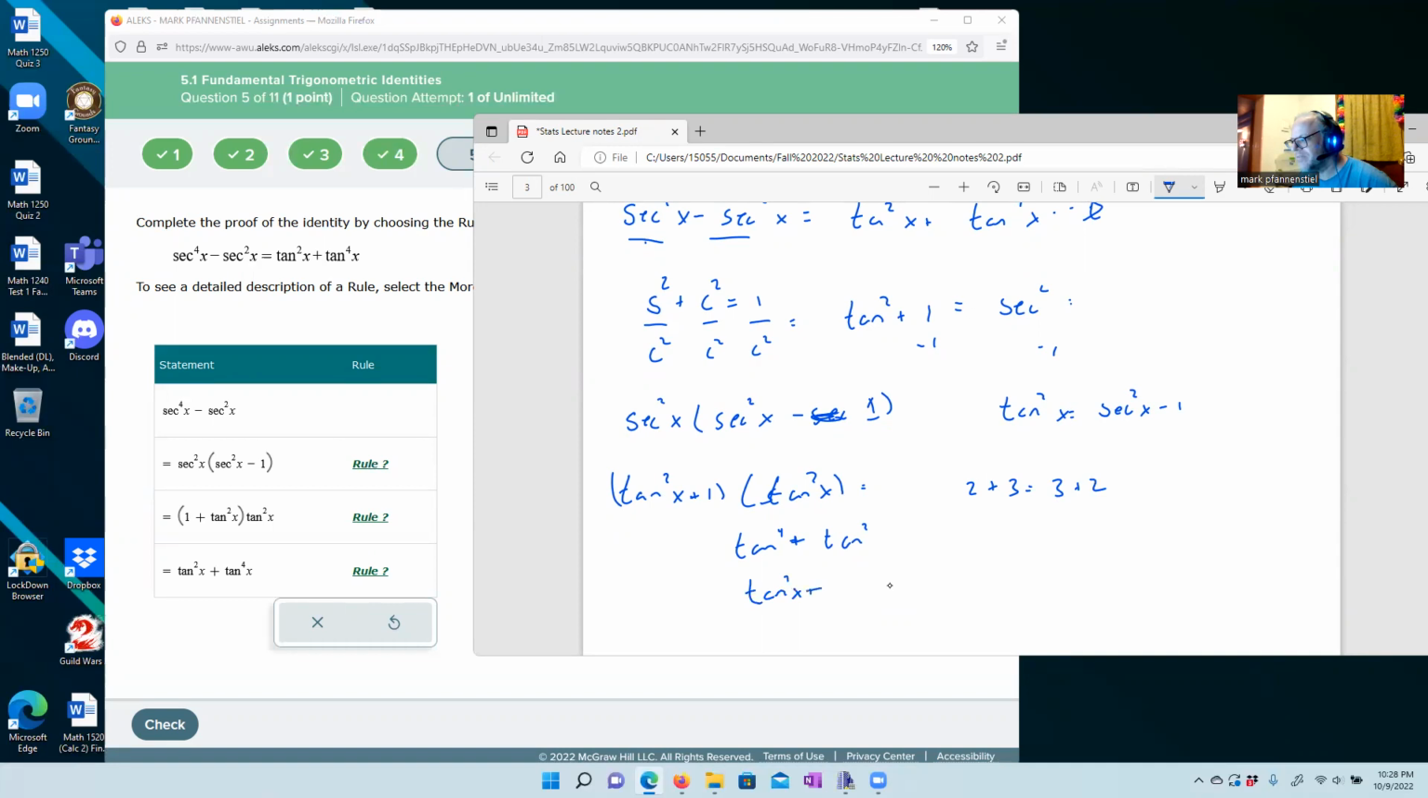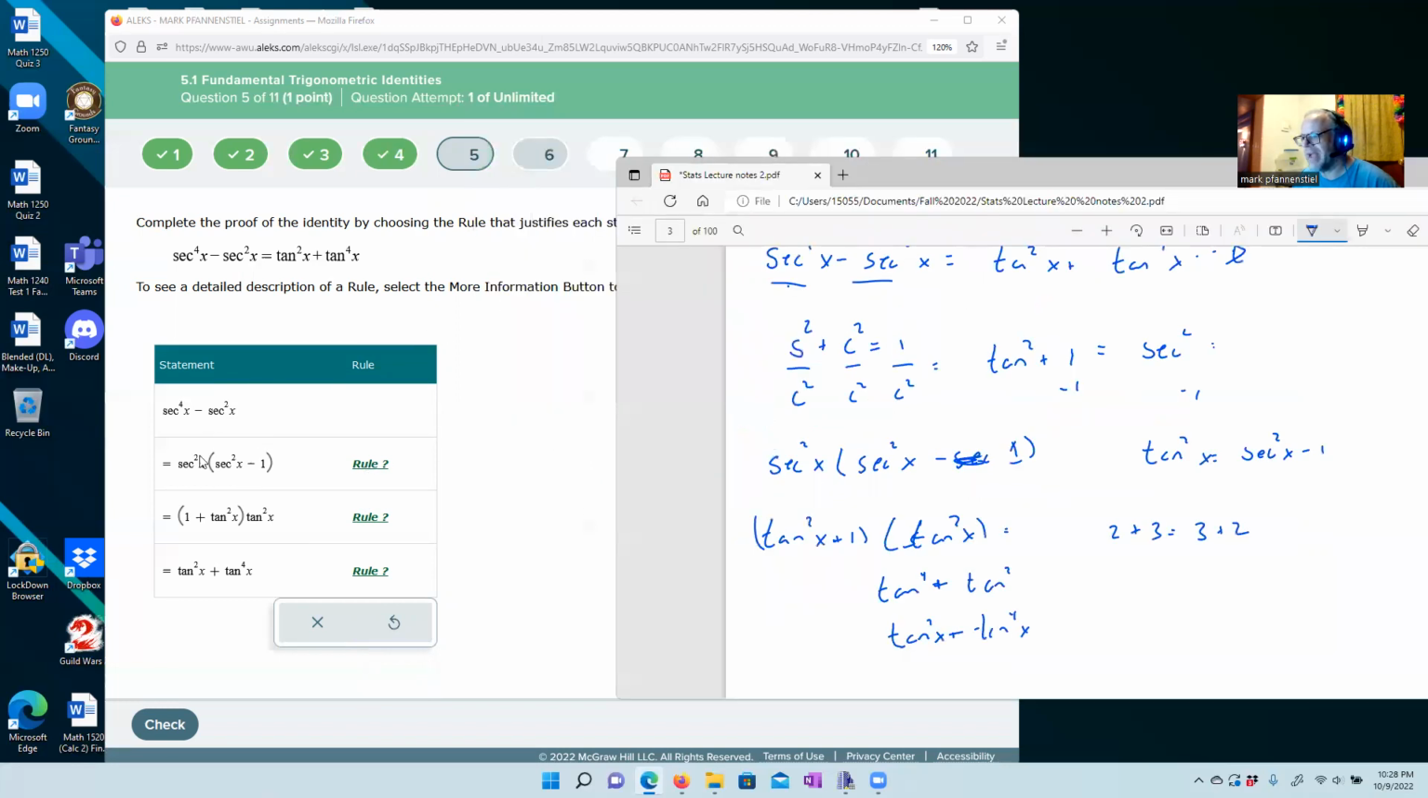Tangent squared x plus tangent to the fourth x. And that's kind of what I wanted to show. Okay, so let's see if we can look at my steps here and put in a trail of breadcrumbs so we can find ourselves back out of the darkness and not get eaten by a grue.